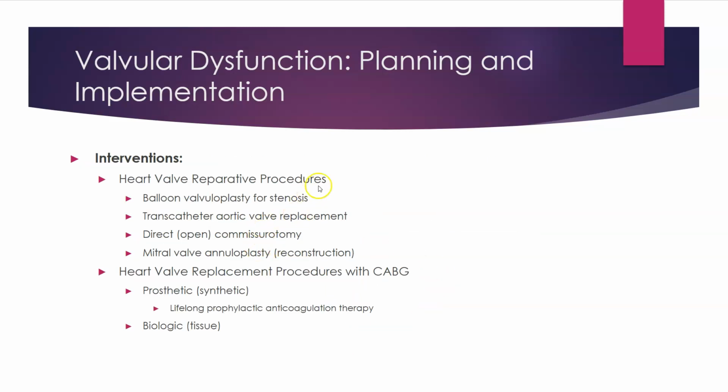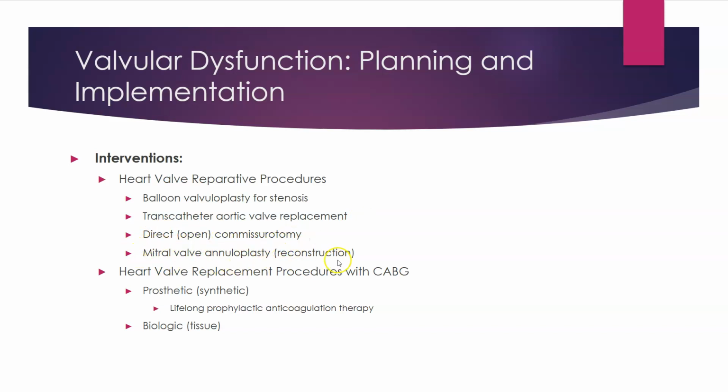We can do reparative procedures such as balloon valvuloplasty. So what we can do with that is if it's too tight, we can put a balloon through there and then inflate the balloon and get that to open up. We can do a transcatheter aortic valve replacement. I think this is so incredible that we can put a whole new valve just going through the vasculature and not necessarily having to do an open chest anymore. But if that fails, then we can, of course, do open.